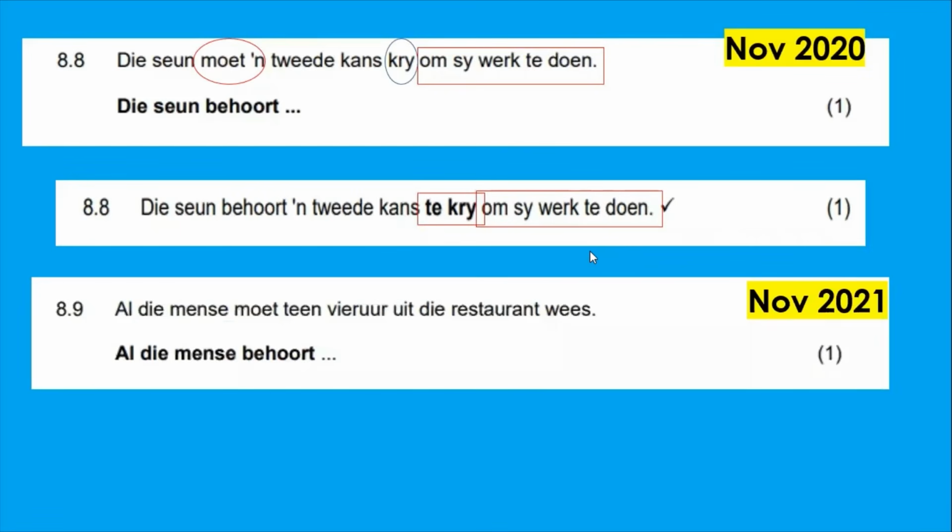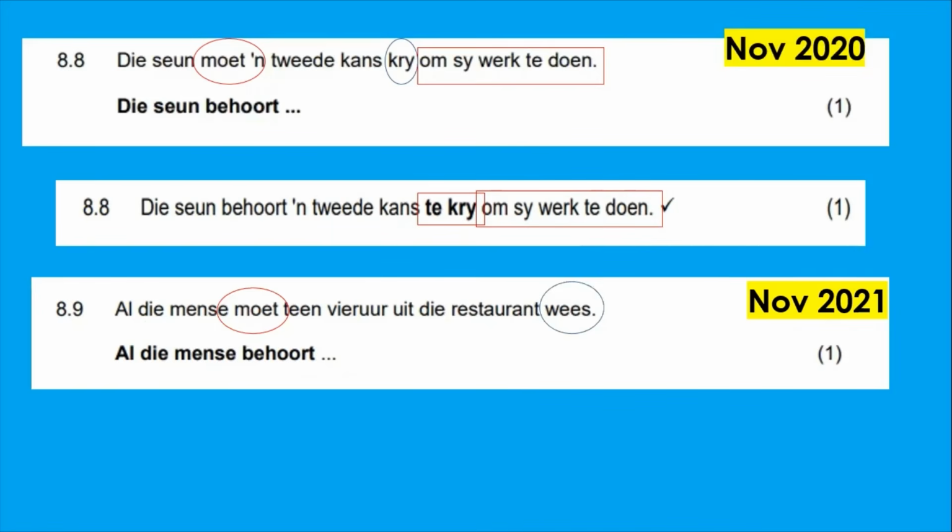Okay, another paper. So there we have behoort, al die mense behoort. So al die mense moet teen 4 uur uit die restaurant wees. So we know moet will fall away because it's being replaced by behoort. And what do we have to do? We look for our verb, because we have a hulpwerkwoord here. Our other verb already moved to the end, so easy peasy at the end there.